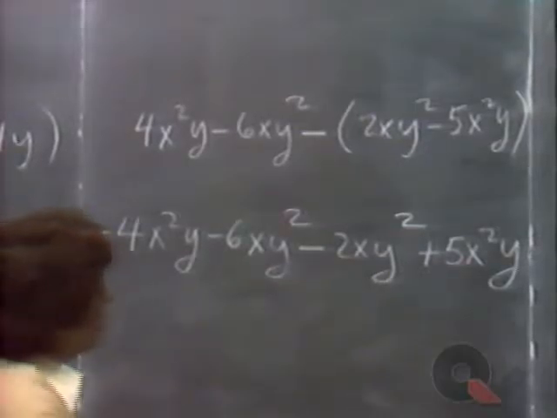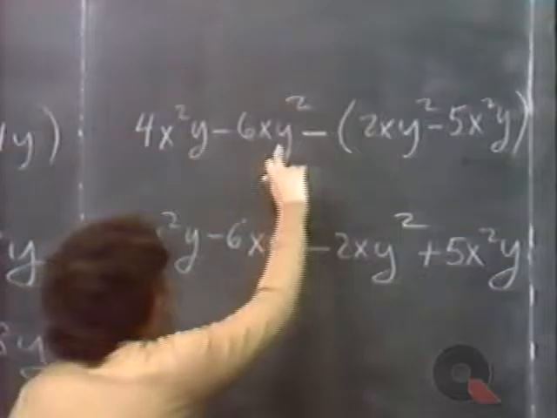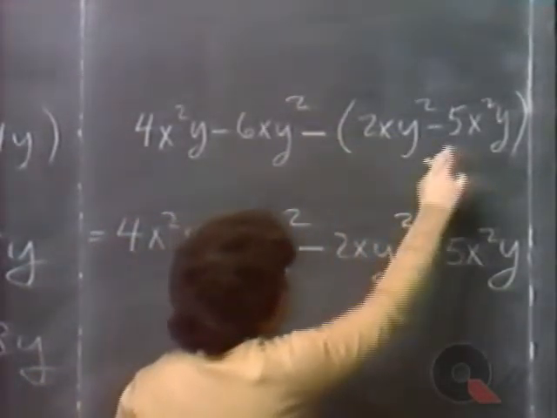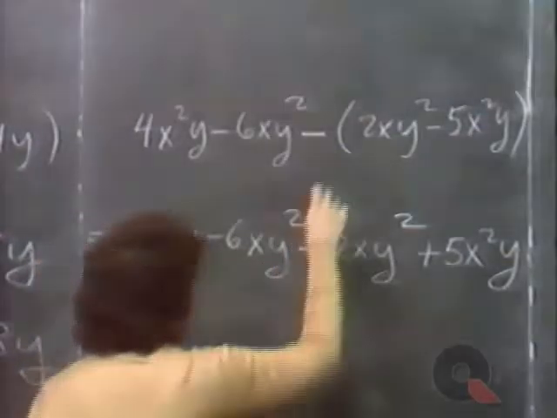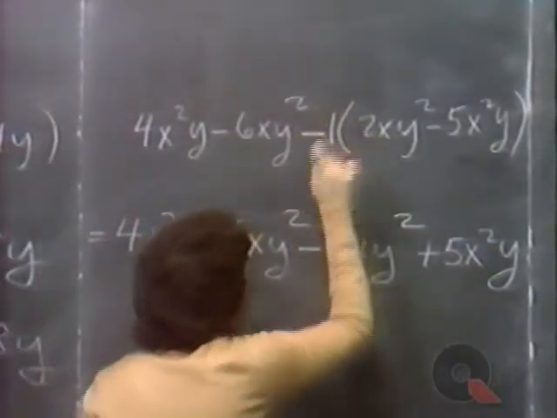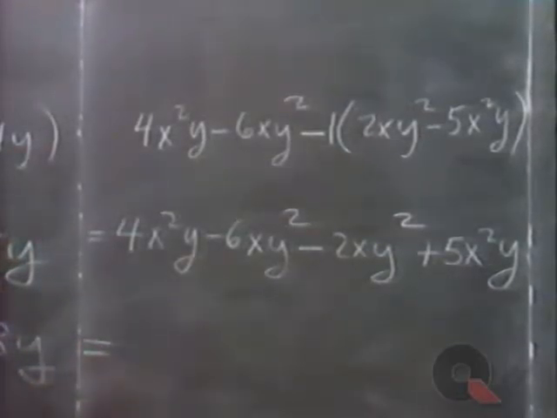So you can either think of sending the minus 1 through the parentheses, or to subtract, you're going to reverse the sign of each term in the parentheses and then add. Either way. I think it might be a little easier to actually put that minus 1 in and work it out like that. Okay, now let's look for the like terms.